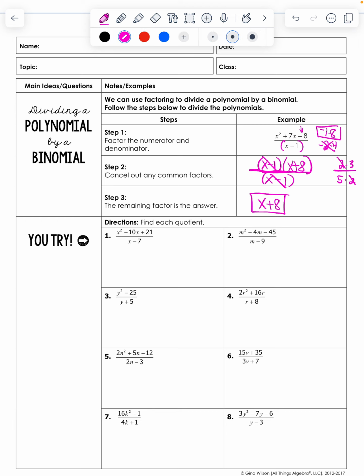Let me show you. Like x minus 7 is going to be one of the factors of the numerator. What multiplies to be 21? Automatically I'm always like 3 times 7. That's my initial thought.